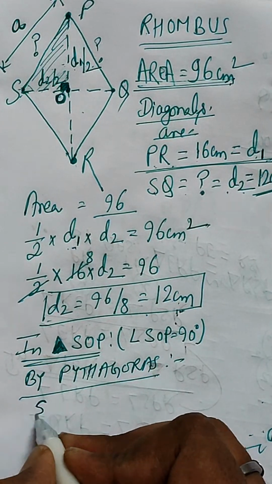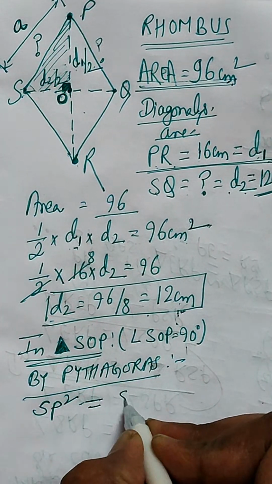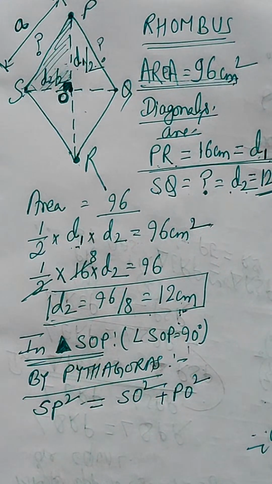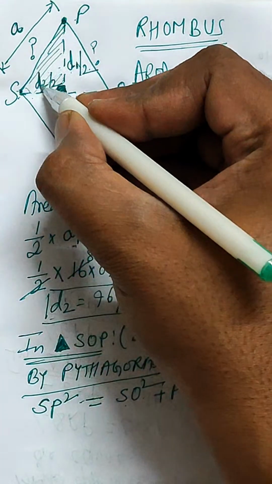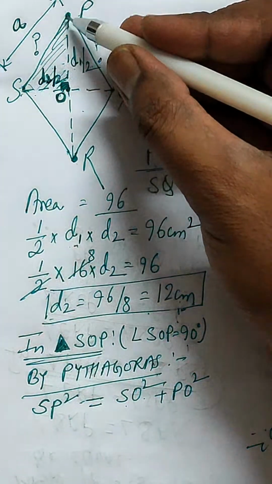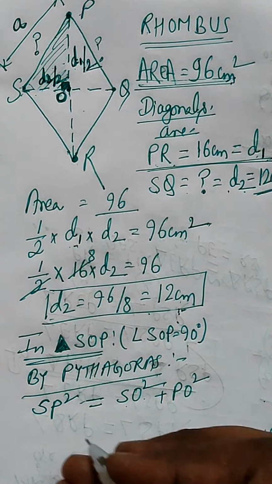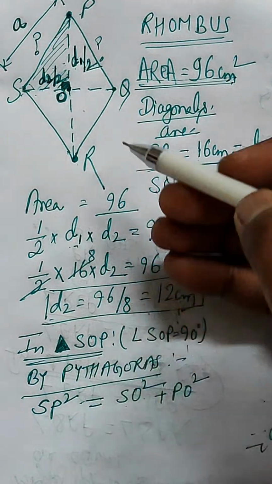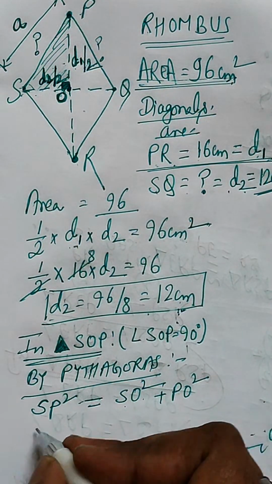So we can write SP square, that is hypotenuse square, is equal to SO square plus PO square. The length of SO is d2 by 2, as we have already written over here, and PO is d1 by 2. Just put the values in to get SP, which is basically the side of the rhombus that needs to be found. So in place of SP, just write A.